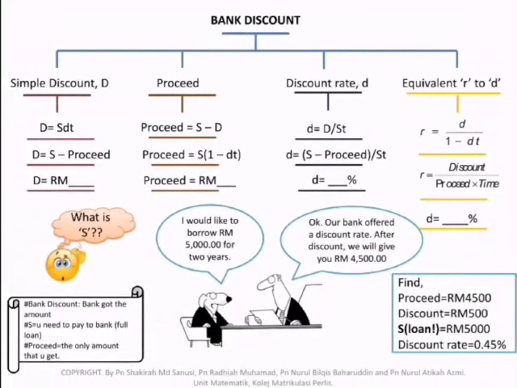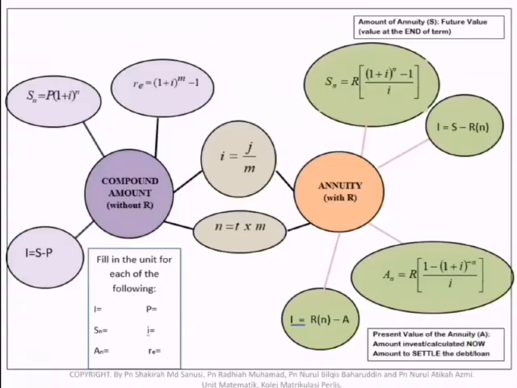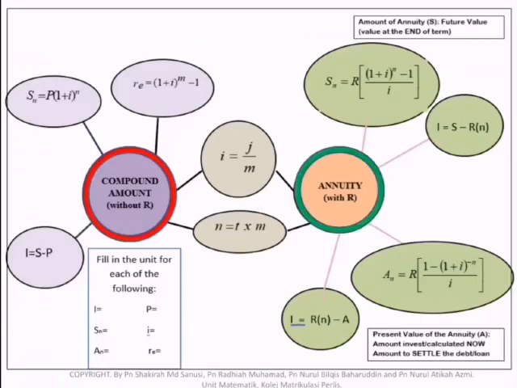Okay guys, now we are going to learn one of the biggest parts of this chapter, which is compound amount. Compound amount, actually you can make it into two parts, which is without R and with R. Okay, why did I say without R? What is R? R is the periodic payment. The periodic payment for certain times. For the question that doesn't have R, it's automatic. You are going to use formula S equal to P bracket 1 plus I power of n.